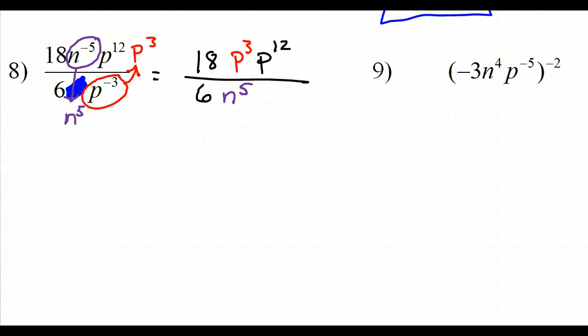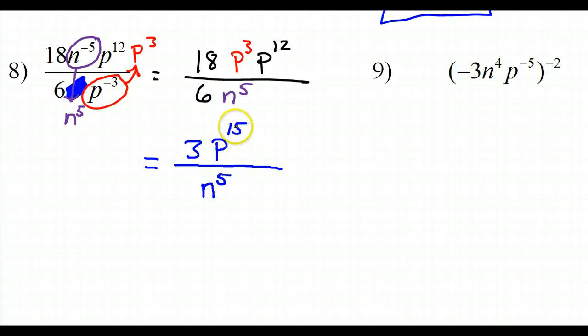Now we can go ahead and put things all together. Let's start by reducing this. 6 goes into 18 3 times, so that'll be a 3 here at the top. The n's, all I have is n to the 5th power, so I'm just going to copy it down. And these p's, this is that second situation that I reviewed for you. This is where you add the exponents, so this is going to be p to the 15th power. So that is it.